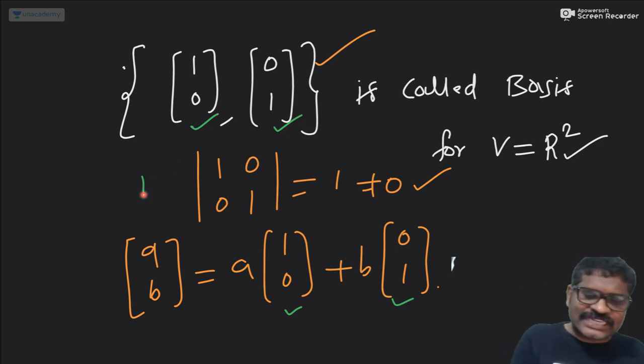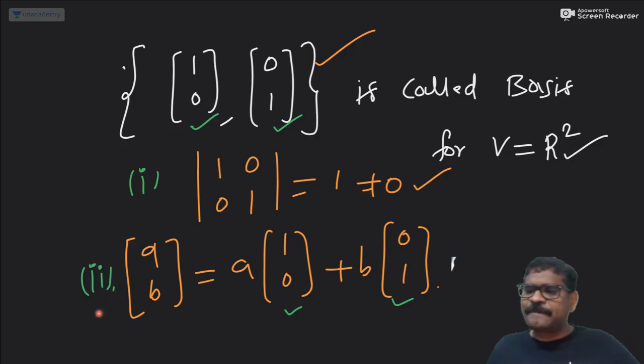So first condition is satisfied. Second condition is also satisfied. Therefore, B is a basis.